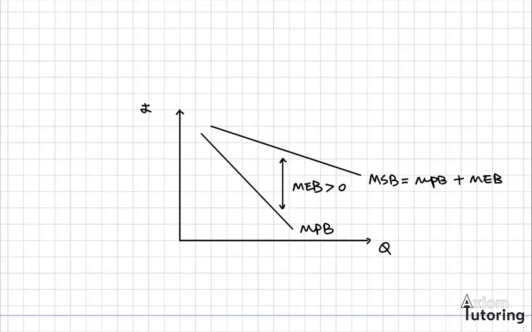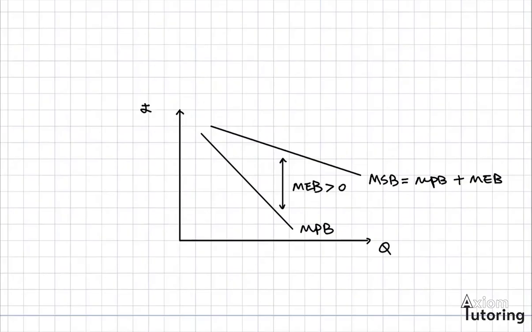And the vertical gap between marginal social benefit and marginal private benefit represents the marginal external benefit. It shows the extra benefit that third parties gain from one more unit being consumed. If the gap is large, it means external benefits are significant, and the market outcome is likely to be far from the socially optimal outcome, which we will discuss in future videos.